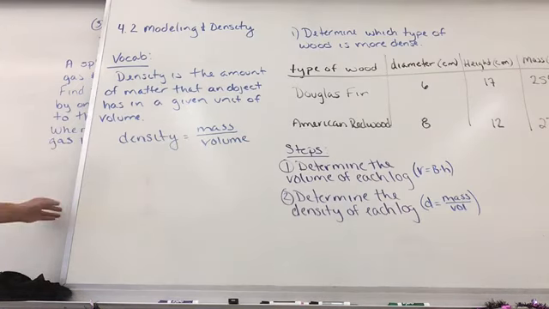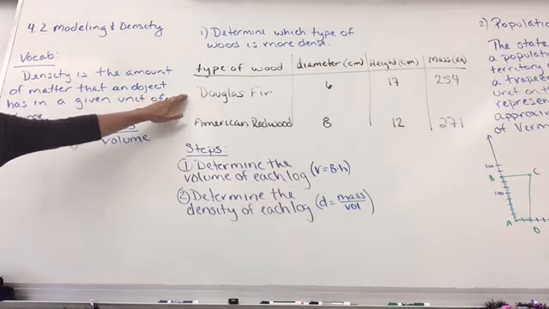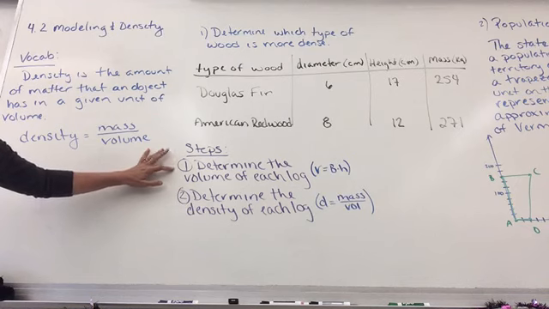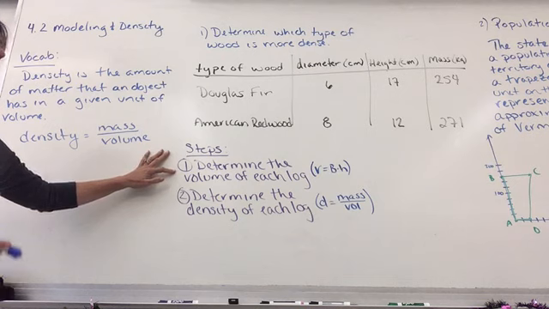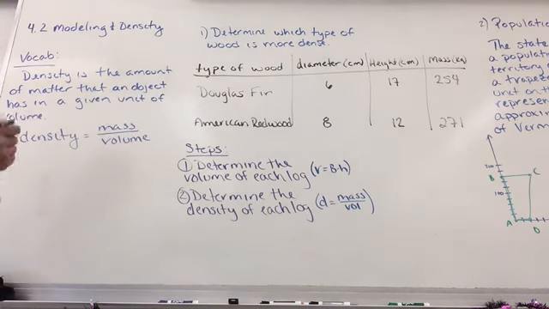So we are going to look at our first example. We're going to determine which type of wood is more dense, Douglas fir or American redwood. We are given some information. We're given the diameter of a Douglas fir, the height, and the mass. We're also given the American redwood, the diameter, the height, and the mass. So I've written out a few steps here. The first step is to determine the volume of each log. To be able to determine the density, we need the volume and the mass. They gave us the mass, so we've got to find that volume.